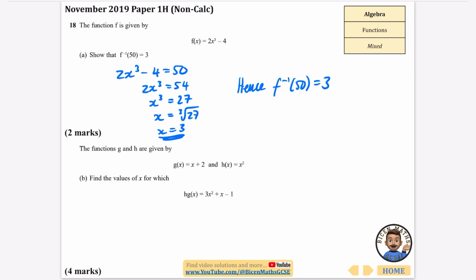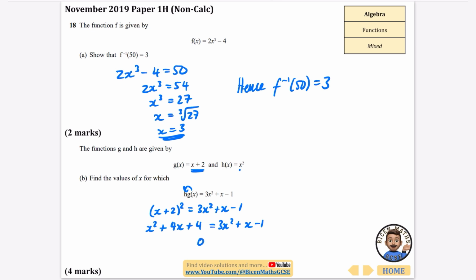So I'm going to go straight in and put g of x inside h. That means I'm going to put that inside that function. So instead of it being x squared, it's going to be (x plus 2) squared, and they want that to be equal to 3x squared plus x minus 1. So that is x squared. The left-hand side is going to have a 2x and a 2x, which is a 4x, plus 4, equals 3x squared plus x minus 1.